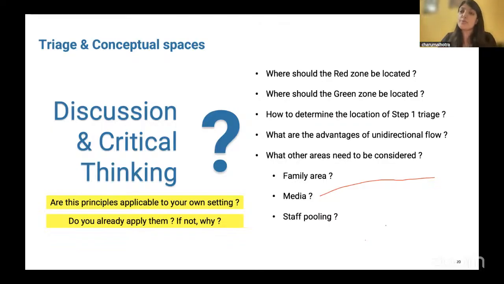Family area is usually located outside the emergency near the green zone. Media is far away from the emergency, away from the area where the patients enter. And the staff pooling area is somewhere near the red zone. So this is just a brief review of the concepts of how various zones are allocated during a mass casualty incident.